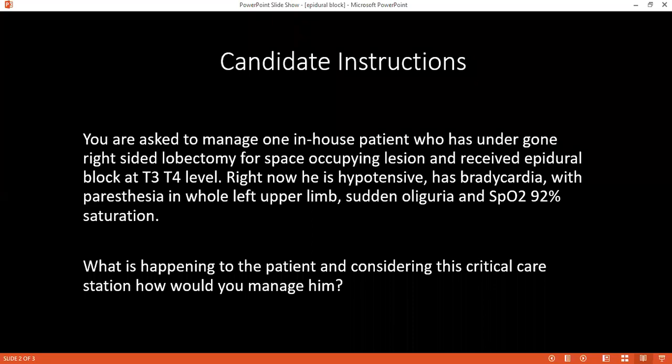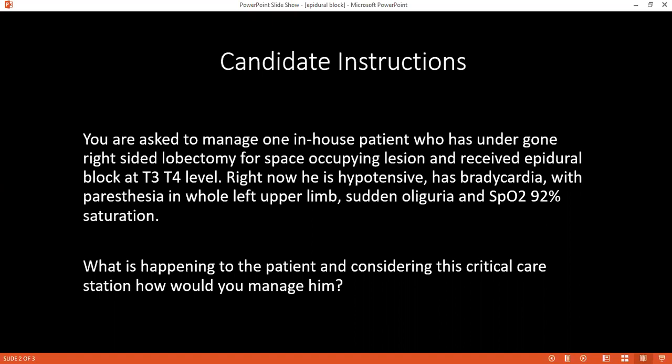Very good. Now that you've told me how you'll manage, can you tell me what might be the cause behind it? Yes, it is due to a higher level of epidural anesthesia, at T3, T4 level. So it blocks the sympathetic outflow, a high epidural block. Sympathetic outflow is blocked and parasympathetic is working, so there is bradycardia and hypotension.